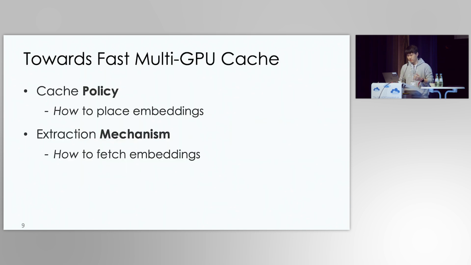In order to build a high-performance multi-GPU embedding cache, a system needs to address two key issues: the cache policy and the extraction mechanism. In cache policy, we need to decide how to place embedding entries on multiple GPUs. In extraction mechanism, we need to efficiently use these fast interconnects to perform embedding extract across GPUs. However, we find that existing systems have deficiencies in both of these aspects.